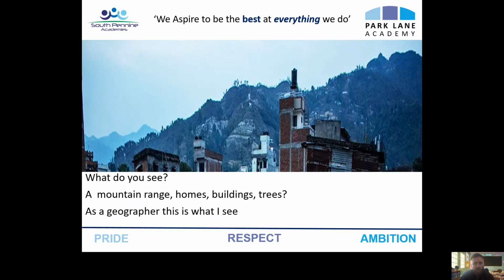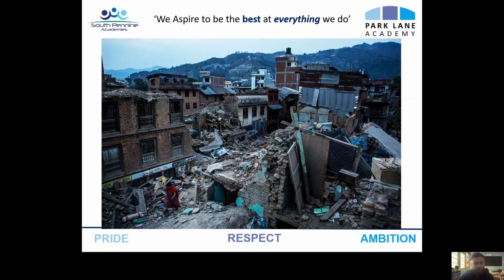Okay, so what do you see in that picture? Do you see a mountain range? Do you see homes, buildings, trees? As a geographer, this is what I see: the bigger picture, the different elements that happen in geography, the physical and natural environment. So if you like natural hazards, natural disasters, then geography is the place to be.